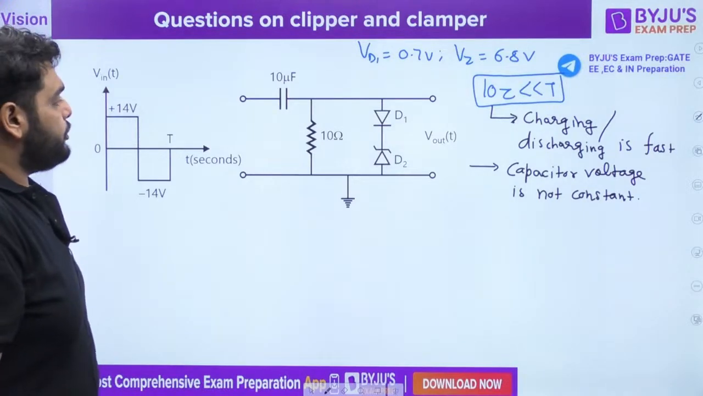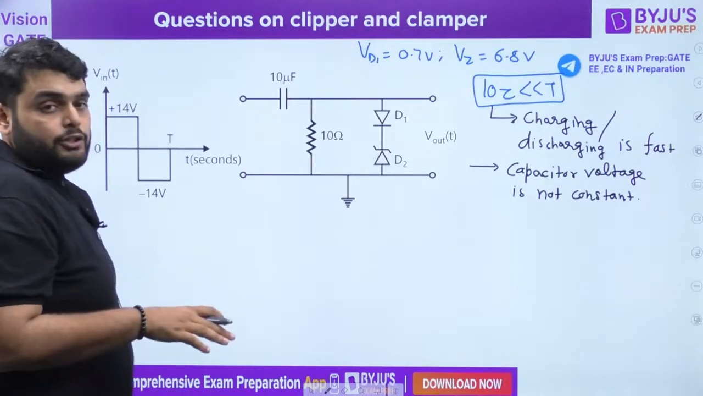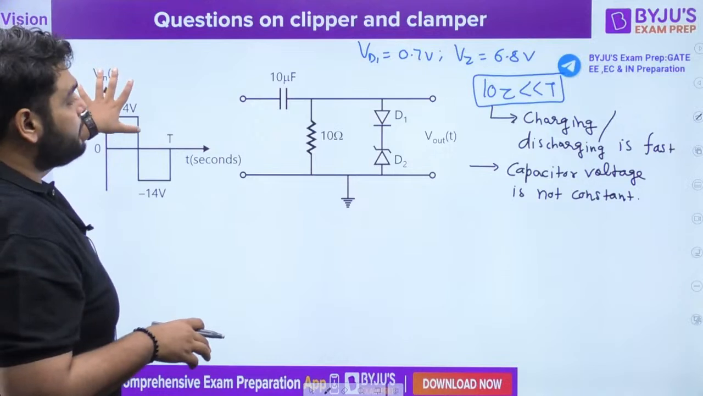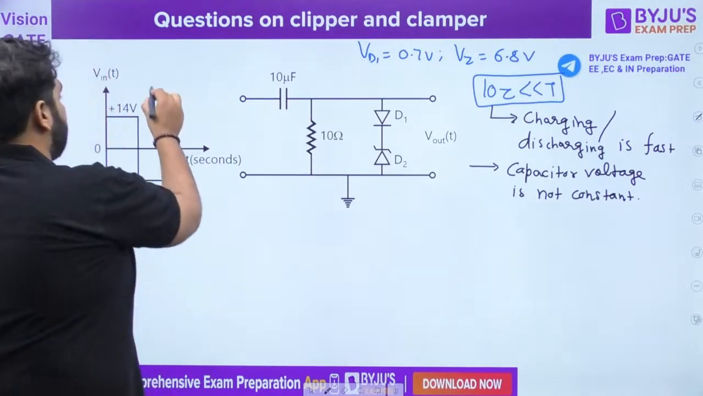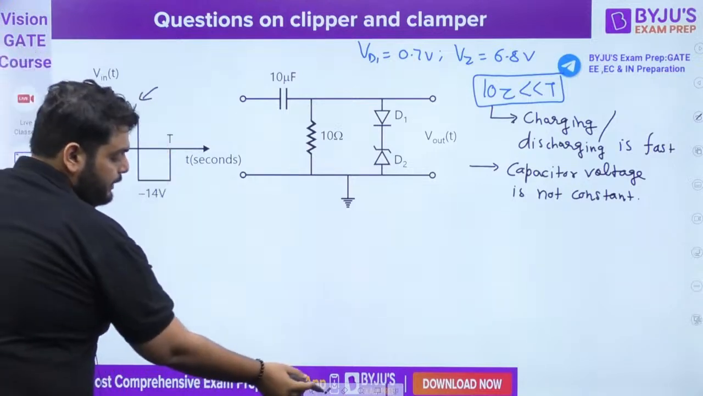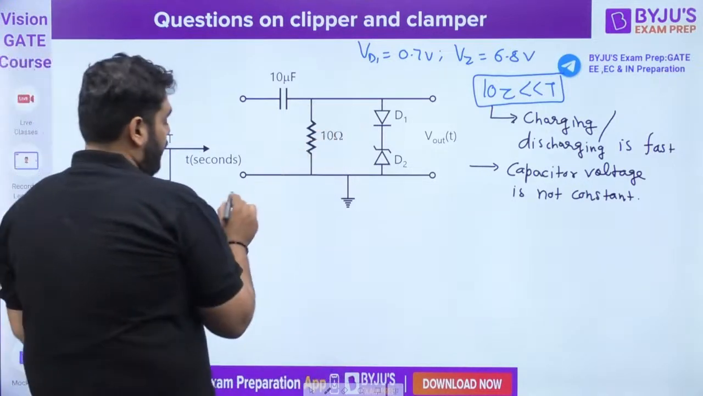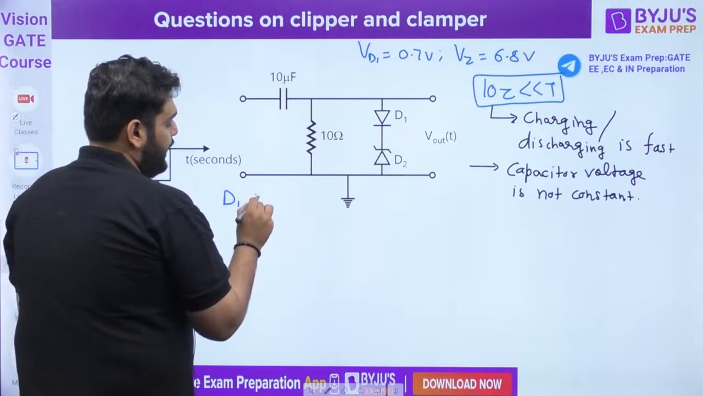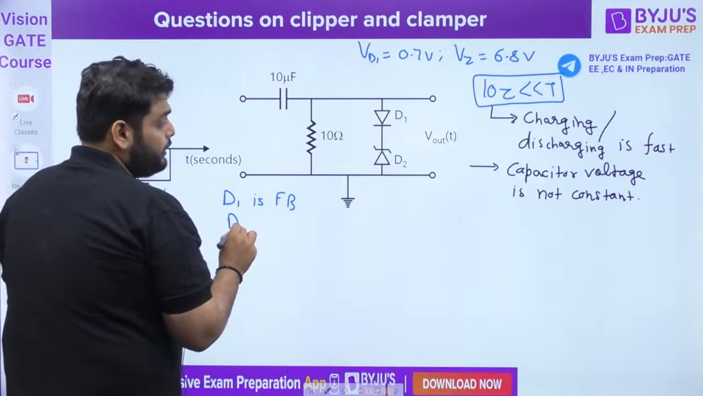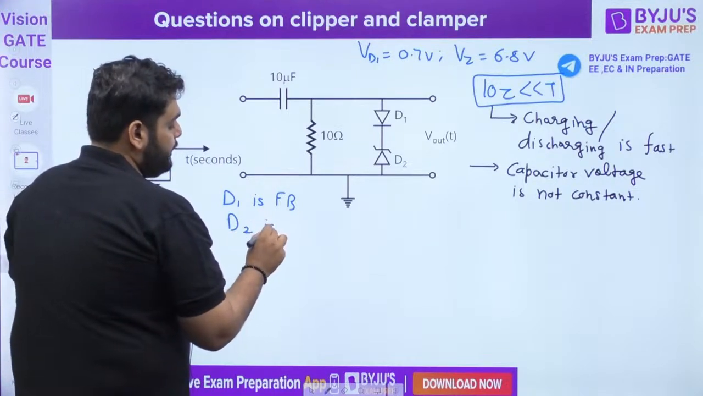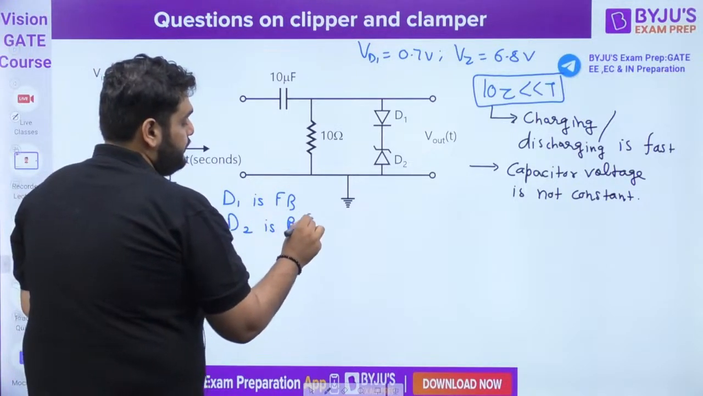Now how to solve this question? First of all, you can see you have a positive half cycle. In a positive half cycle, directly we have 14 volt. We can say diode D1 is forward biased. And if you talk about the Zener diode, then the Zener diode is in the breakdown region.